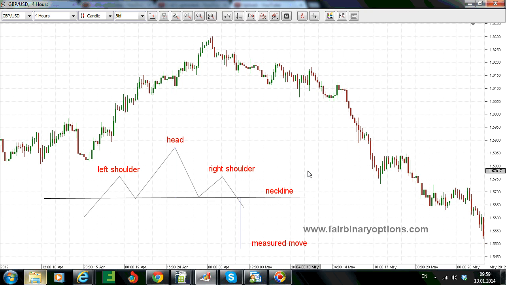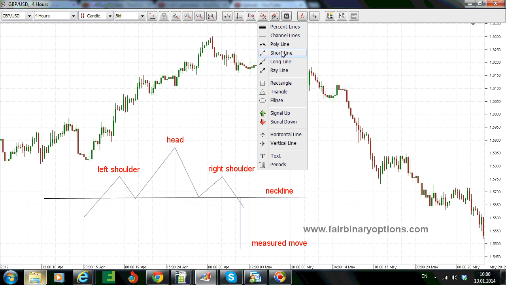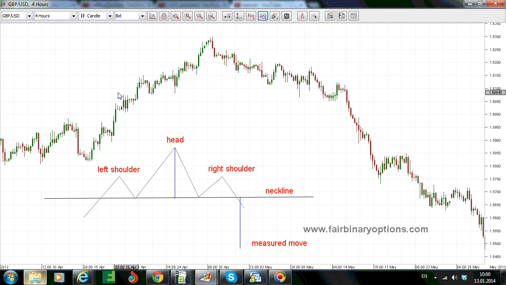The example above is the Great Britain Pound US Dollar 4-hour chart, and the key with any head and shoulders pattern, or any inverse head and shoulders pattern, stays with the head. After the head is completed, we would say that this is a possible head, and therefore our potential neckline will be something like this. So this would be the neckline.